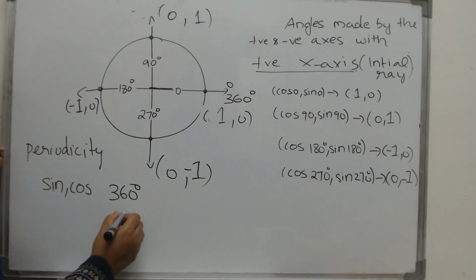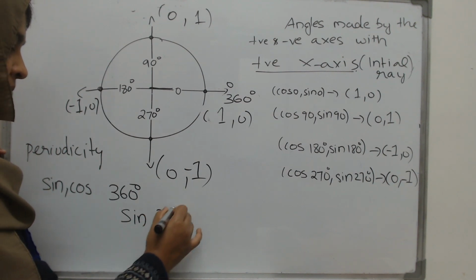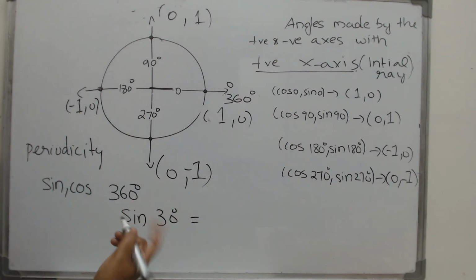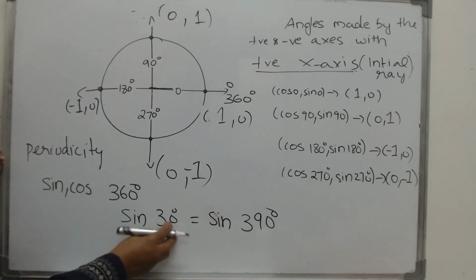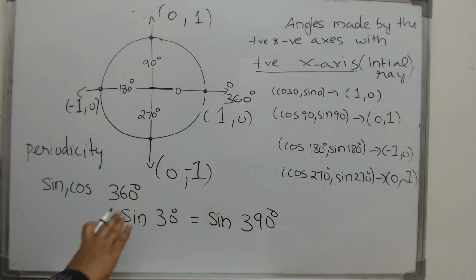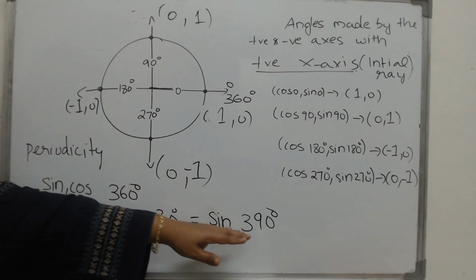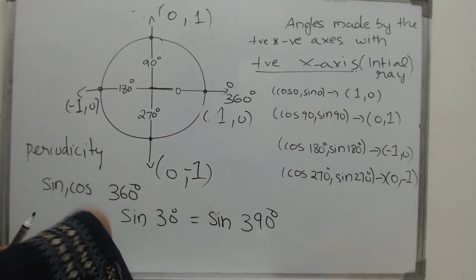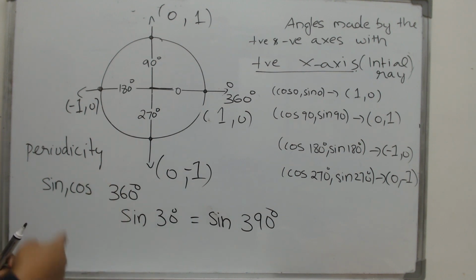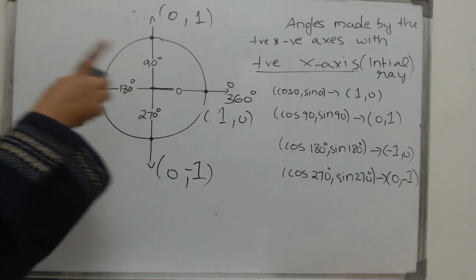What do I mean by that? If you have, say, sin 30, now just add 360 to it, then what will you get? This is what it means. To 30, if you add 360, the value will be the same. Sin 30 is 1 by 2, so sin 390 will always be the same value. That means after 360 degrees, the values just keep on repeating themselves. That is exactly why we have chosen a circle.